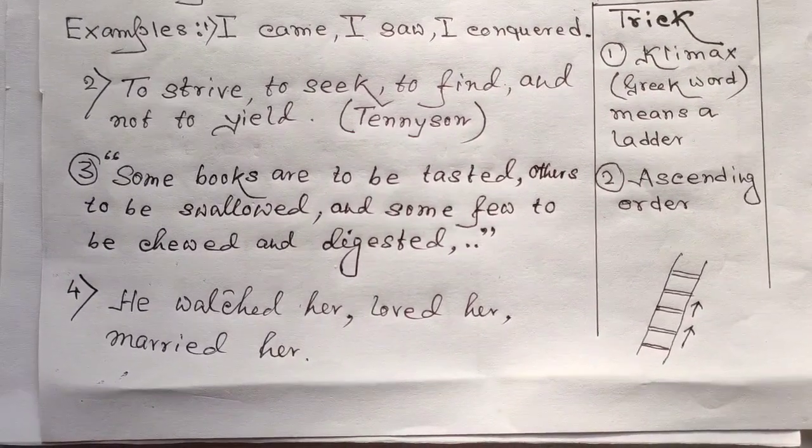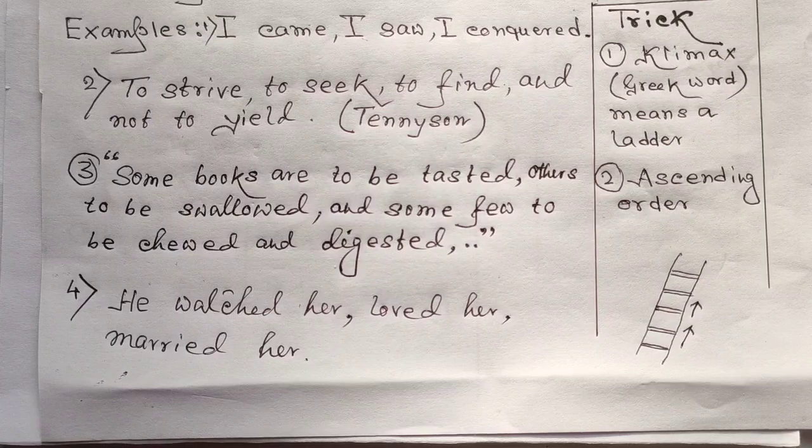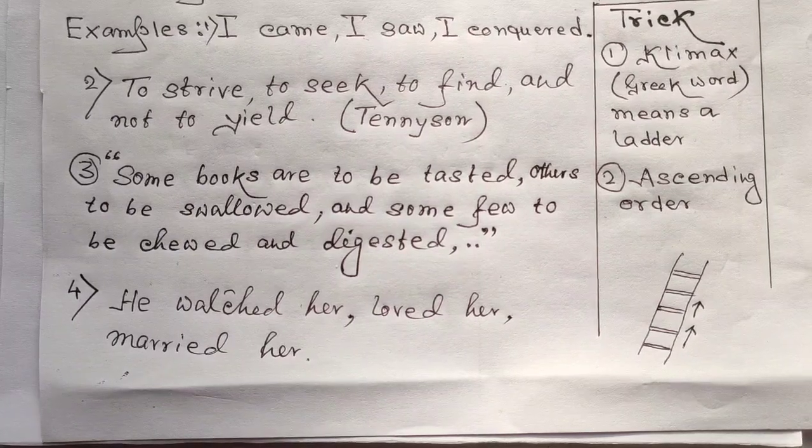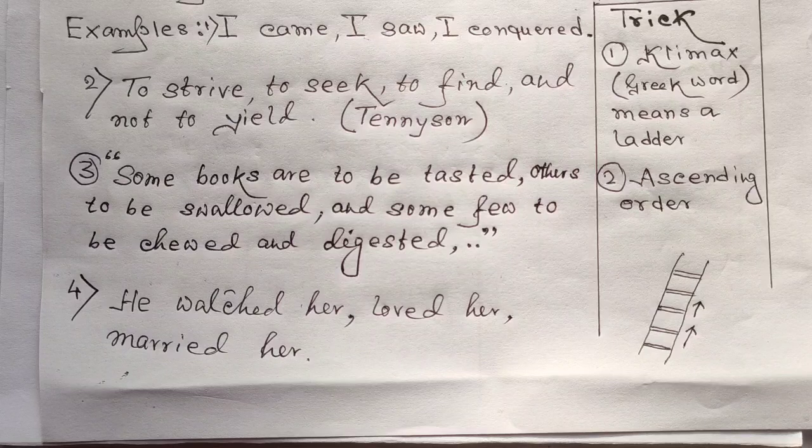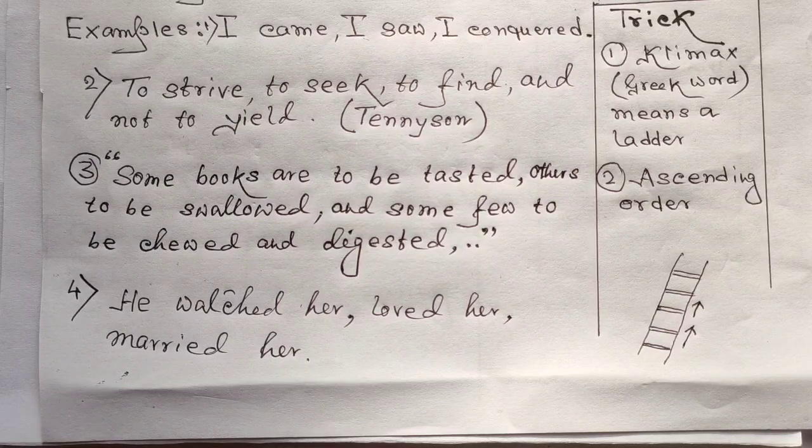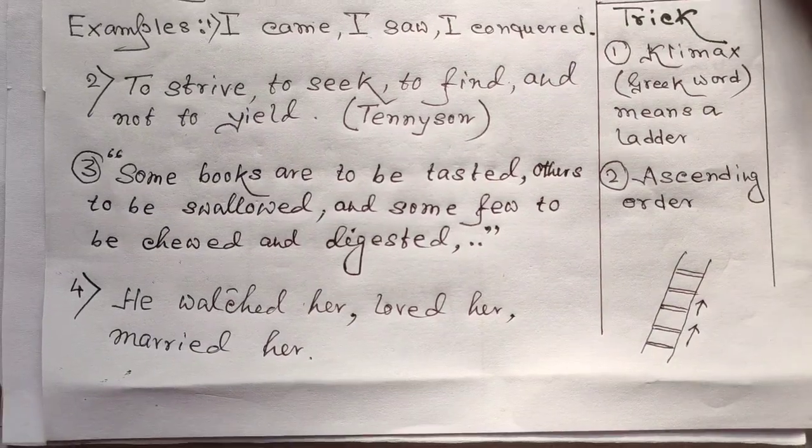Look at the fourth example, which is an easy one. "He watched her, loved her, married her." First, he watched her, that is the least important thing, and after that, he grew some relationship with her, that is the second important thing, and after that, or finally, he married her, that is the most important thing. So the most important thing or the most exciting part comes at the last part of the climax.